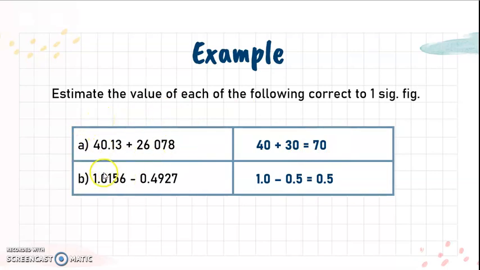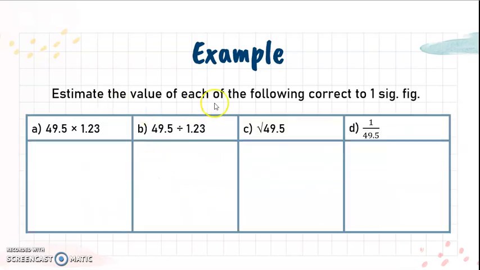Okay, so next for this B, we have these two values. Then when you correct to one significant figure, your answer is 0.5. Okay, so next, for this example, inside your notebook, try to estimate the value of each of the following correct to one significant figure. So remember, you have to express each of the values or numbers to one significant figure, then you can evaluate or calculate.